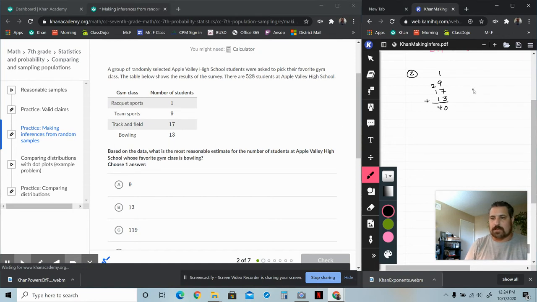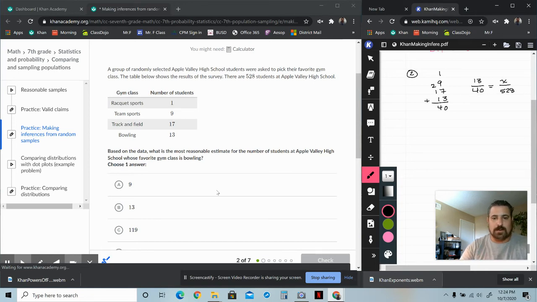So now what we're thinking about is there's 40 people surveyed, and out of those 40 people surveyed, 13 said they prefer bowling. So how many would that be out of the 528 people who attend this high school, right? If this random sample is representative of the whole, then it should be a proportional relationship. 13 out of 40 should be equal to x out of 528.